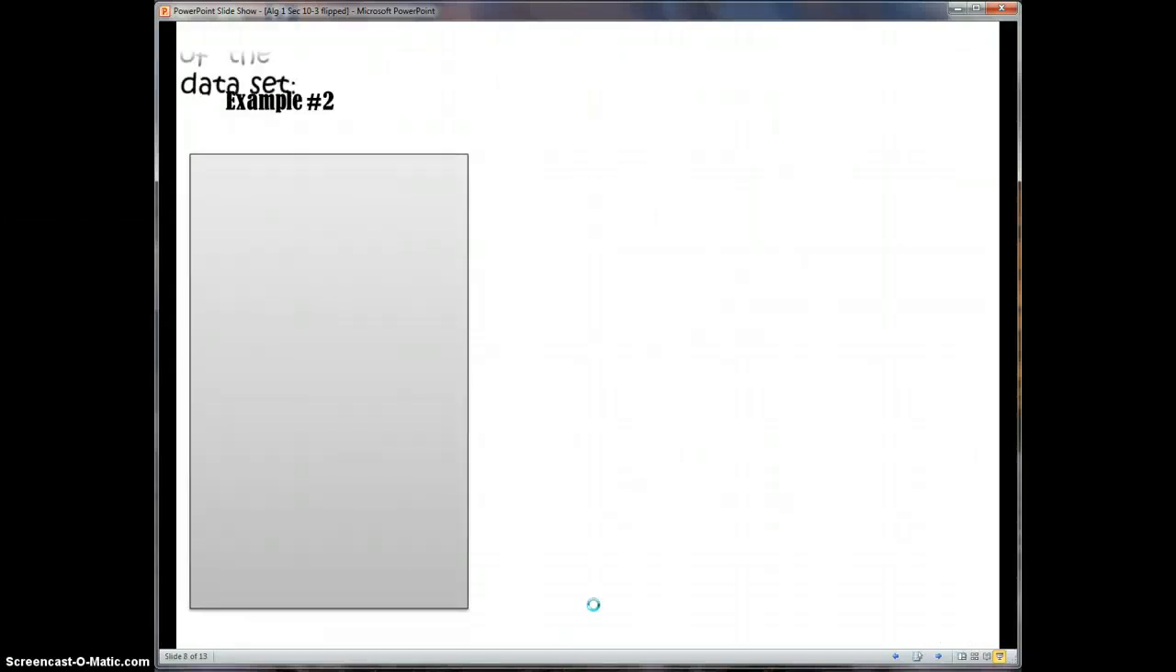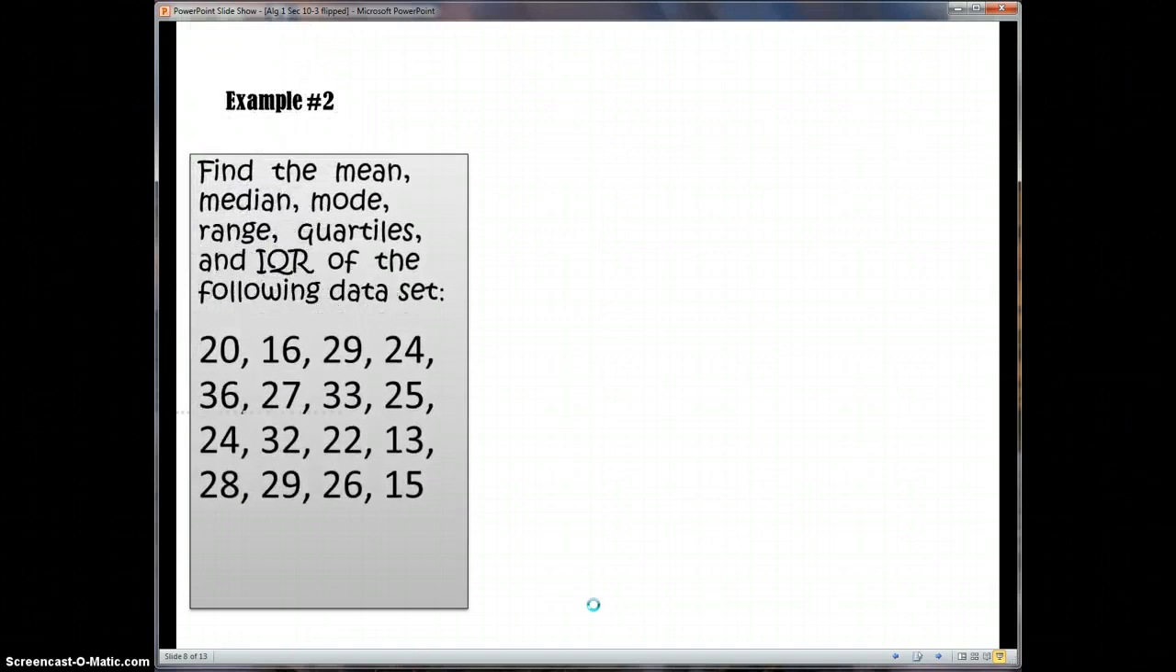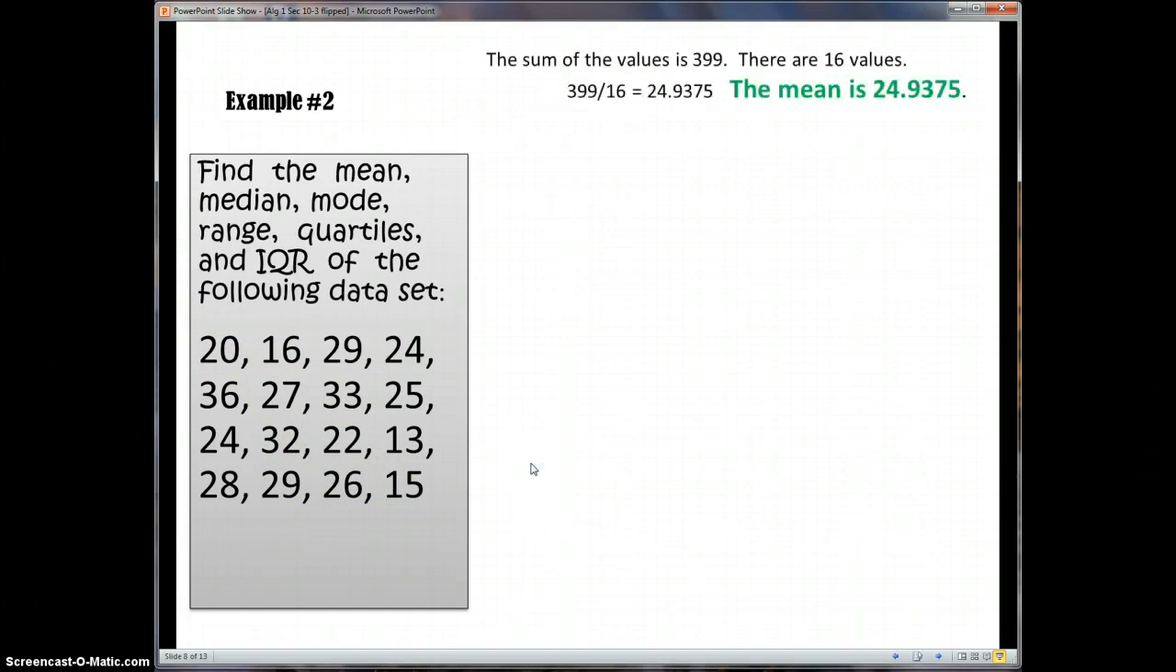Example 2. Okay, they want us to find the mean, median, mode, range, quartiles, and IQR of the following data set. So we got all these data items. Notice there's 4 rows of 4, so there's 16 of them there. Well, again, to find the mean, you add up the values. The sum of those values is 399. You divide by how many there are. That's 16. So your mean, 399 divided by 16, is 24.9375.